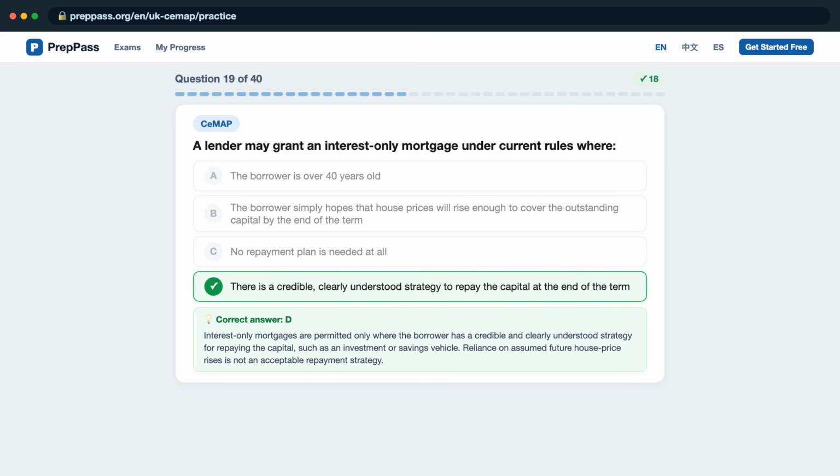The correct answer is D. Interest-only mortgages are permitted only where the borrower has a credible and clearly understood strategy for repaying the capital, such as an investment or savings vehicle. Reliance on assumed future house price rises is not an acceptable repayment strategy.